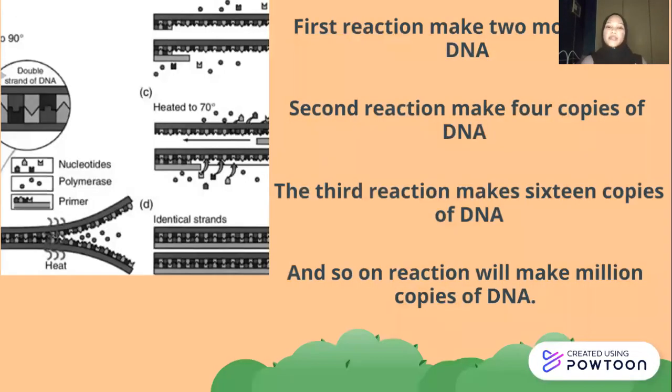Okay, this is the first reaction. This is a chemical reaction. For the first reaction, it can make 2 molecules of DNA. For the second reaction, it makes 4 copies of DNA. For the third reaction, it makes 16 copies. And the next step will make 33 copies. And the next reaction is 64 copies, and so on. The reaction will make millions of copies of DNA, or billions of copies.